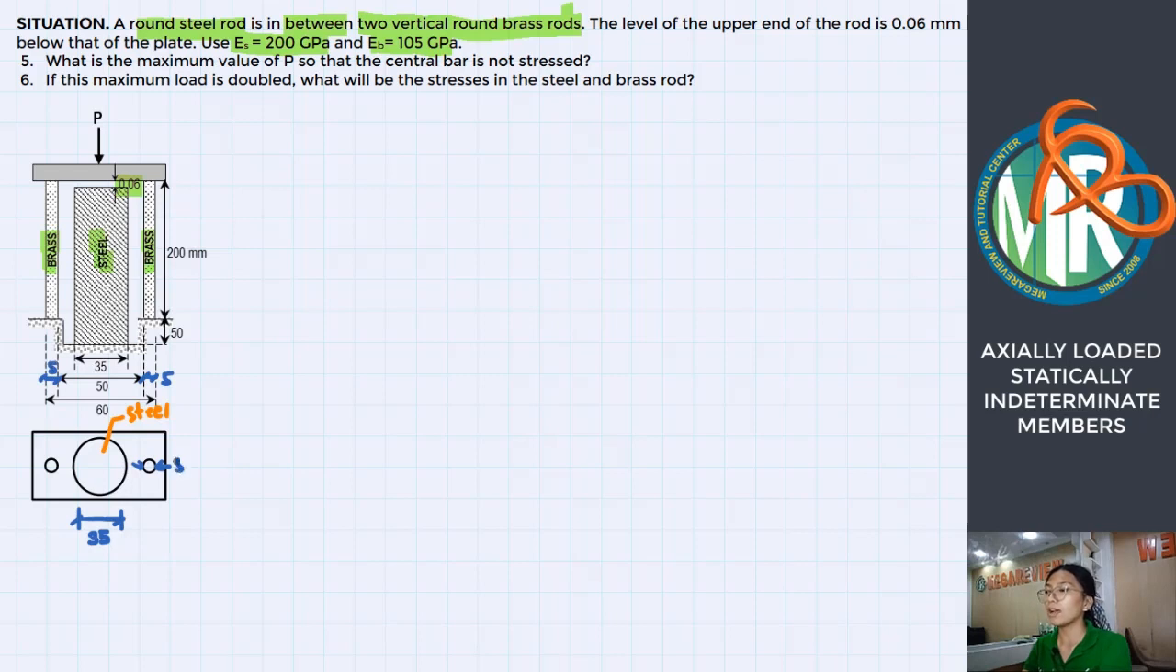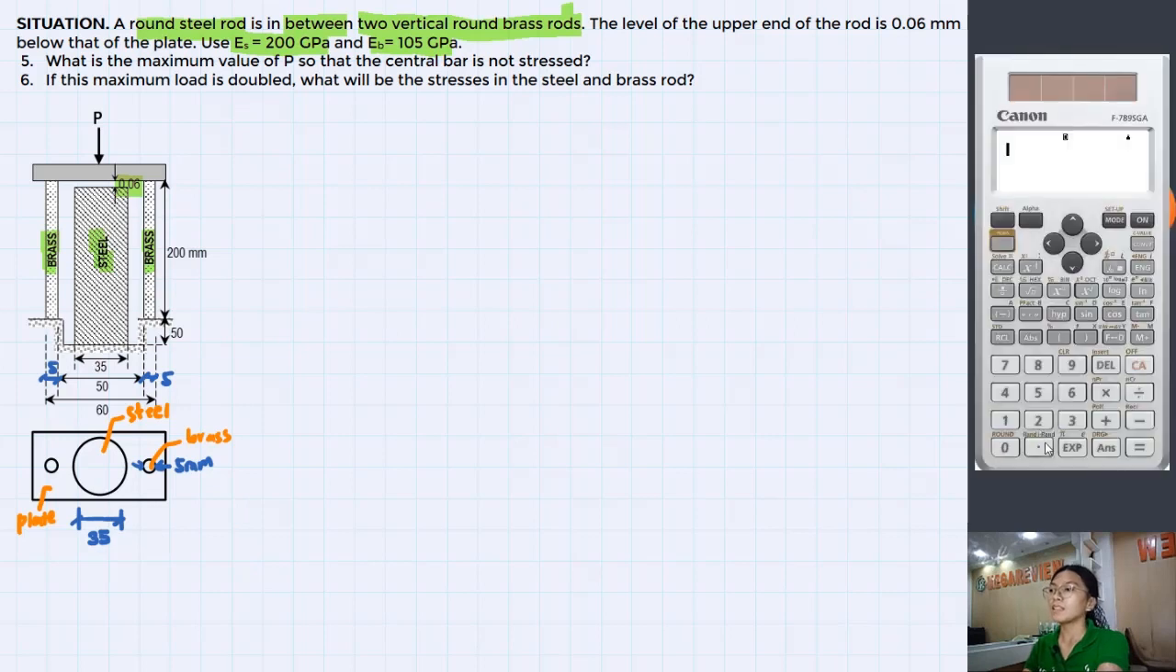So, the diameter of our brass rod, these two are our brass rod, and this one is our plate, where you apply the force P. Right? So let's get the areas of our steel rod and brass rod. For the brass rod, the cross-sectional area is a circle, pi over 4 times 5 squared. Let's store this in E. For the steel rod, that is pi over 4 times 35 squared, store that in F.